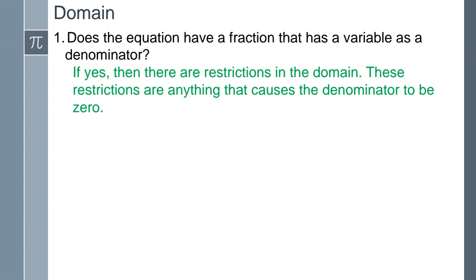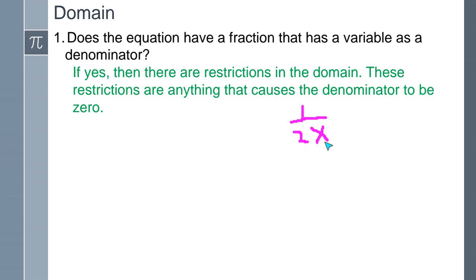Does the equation have a fraction such that in the denominator it has a variable? If that's the case, then there's going to be some restrictions. And what do I mean by that? Let's say you had 1 divided by 2x. Okay, notice that there's a fraction, and the denominator, which is the bottom part, has a variable.